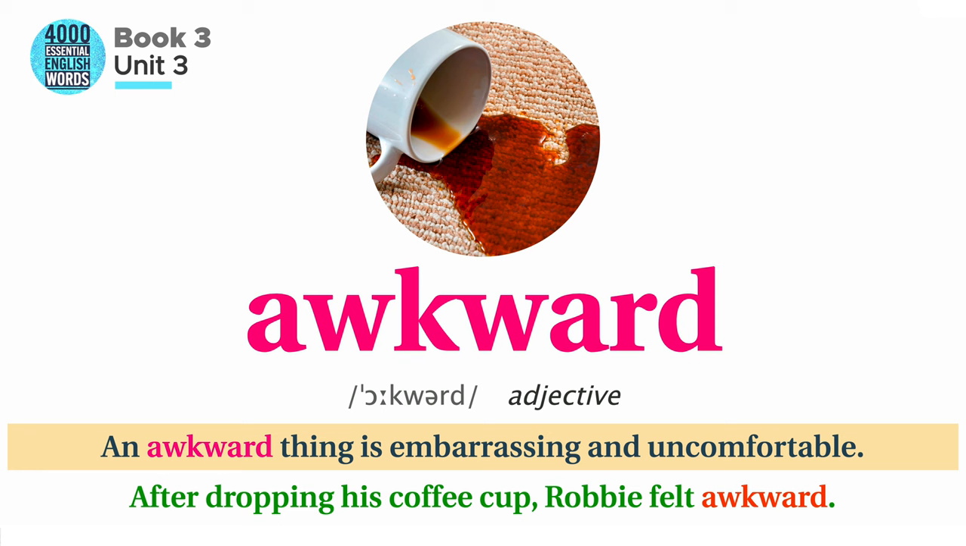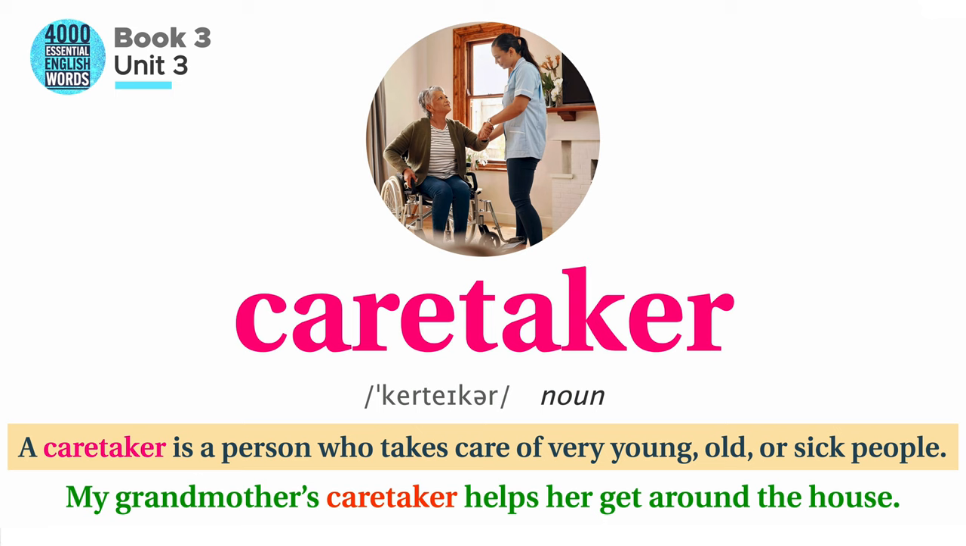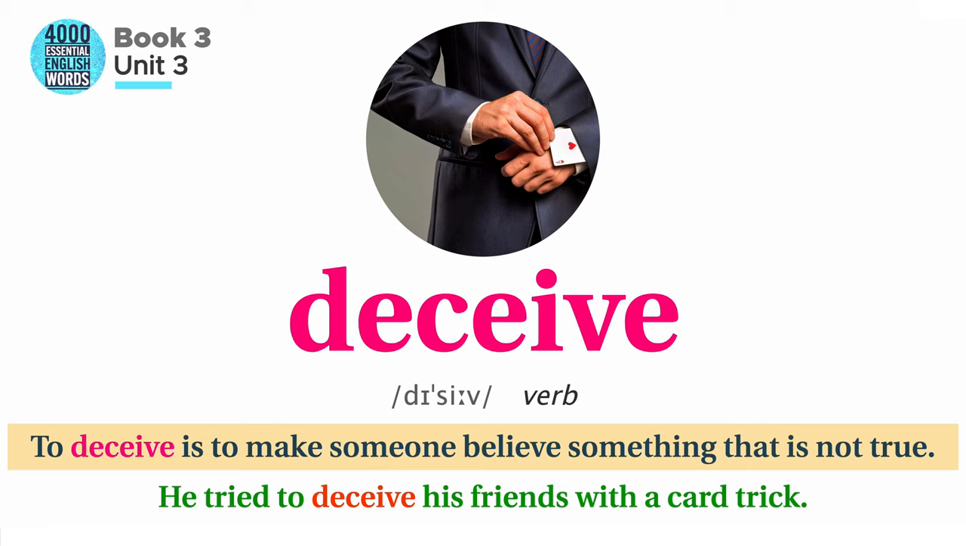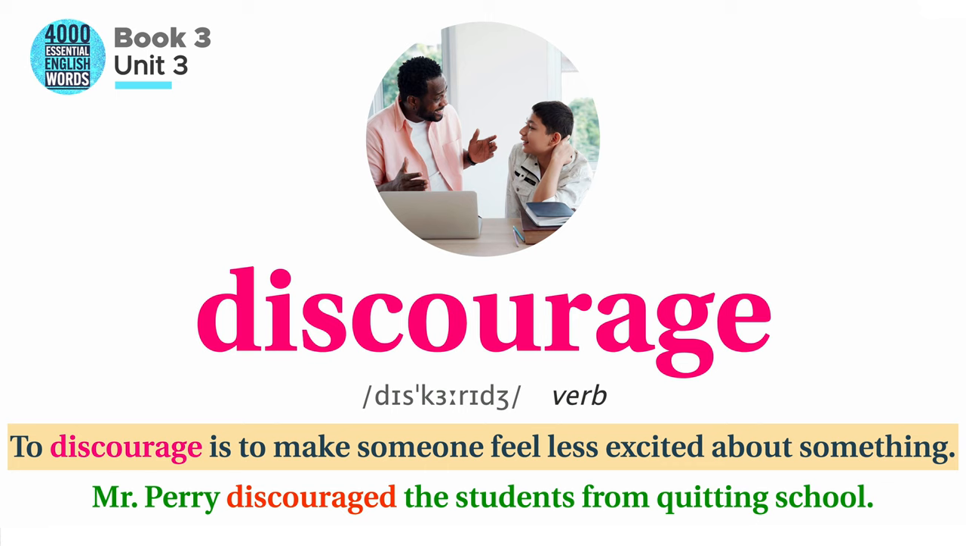Caretaker. A caretaker is a person who takes care of very young, old, or sick people. My grandmother's caretaker helps her get around the house. Deceive. To deceive is to make someone believe something that is not true. He tried to deceive his friends with a card trick. Discourage. To discourage is to make someone feel less excited about something. Mr. Perry discouraged the students from quitting school.